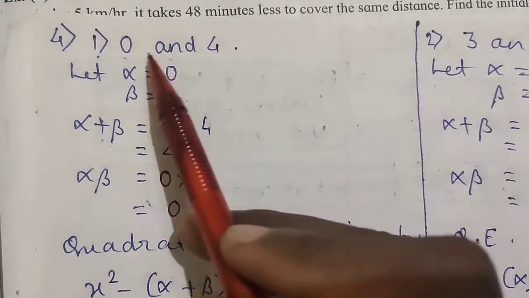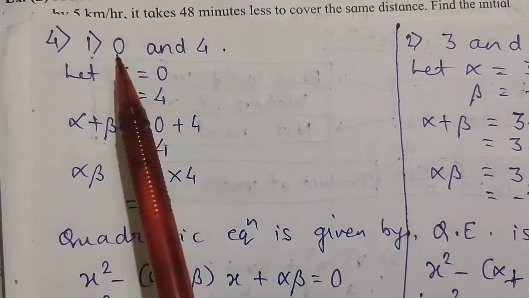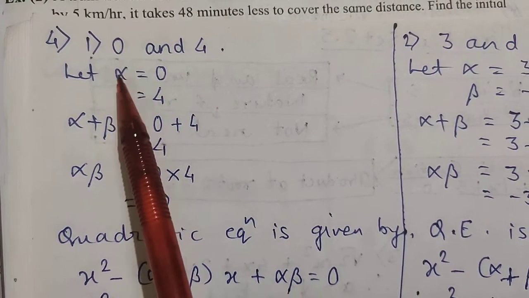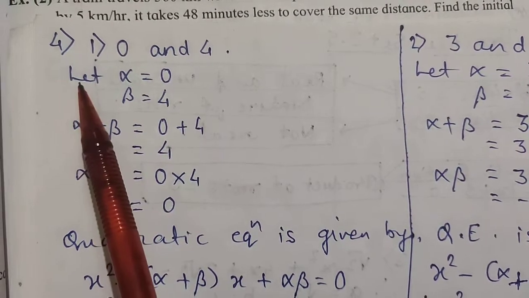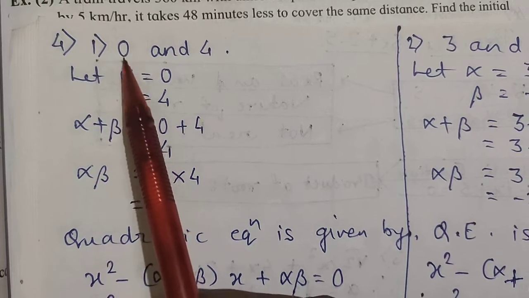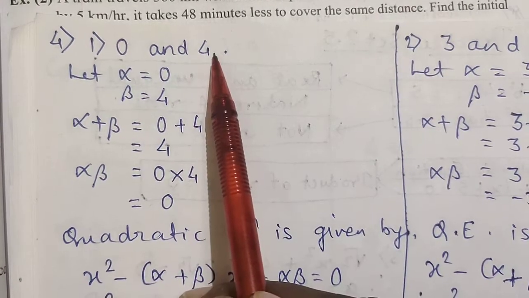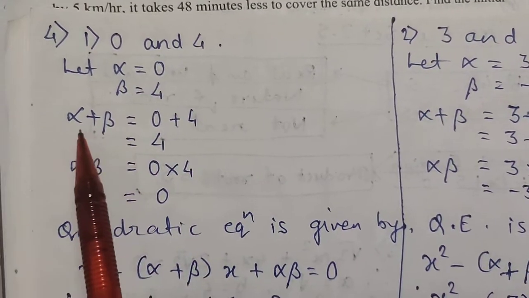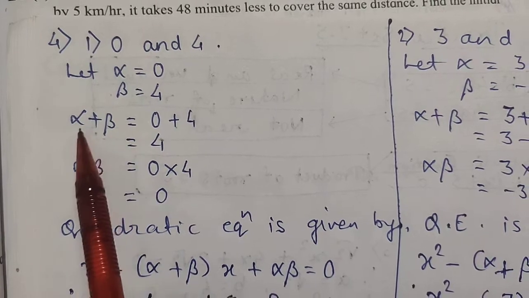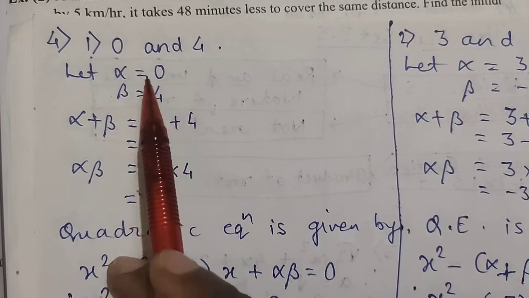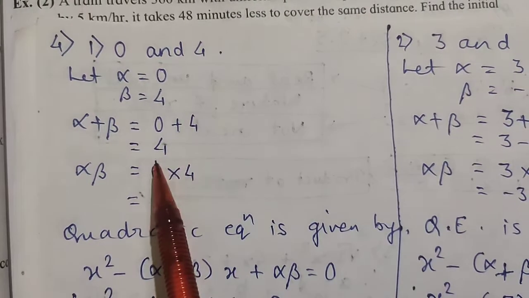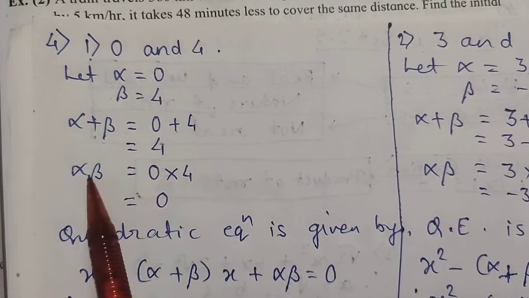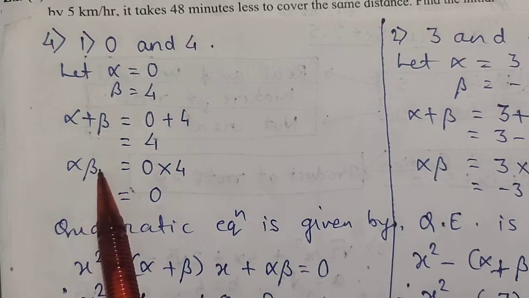In the first example, what is given to you? The first root alpha is 0 and the second root beta is 4. Let us consider this as alpha and this as beta. Now the next step: first find alpha plus beta. That means 0 plus 4, and 0 plus 4 is 4. Next step is alpha into beta.